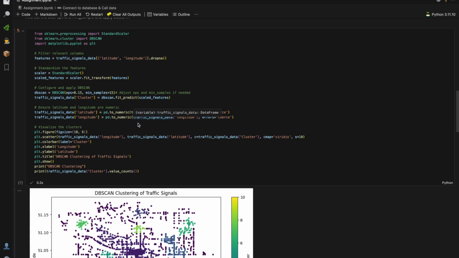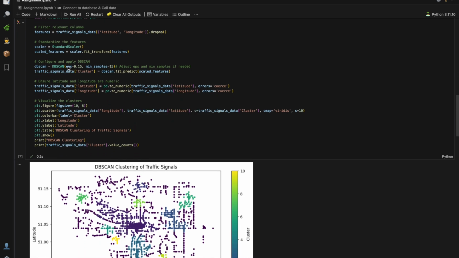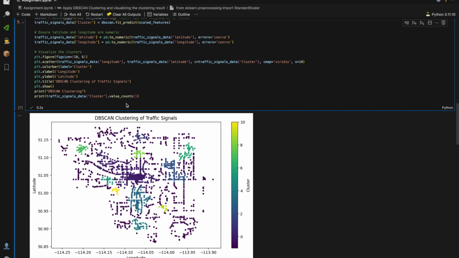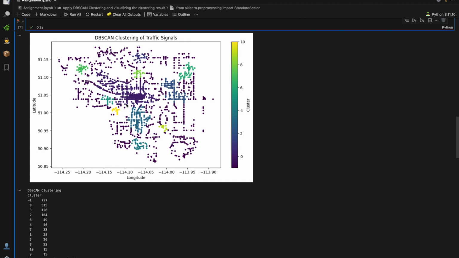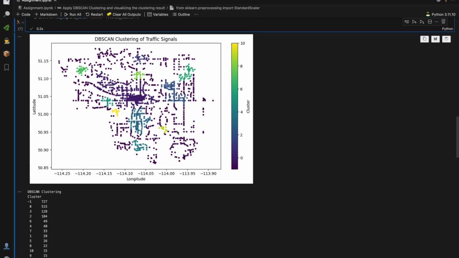After testing various settings, I chose an EPS of 0.15 and min samples of 15. This configuration helped us effectively distinguish between clusters and noise, which is often critical for urban planning applications. Let's look at the clustering visualization on the map, where I'll highlight how DBSCAN handles noise and forms clusters based on data density.